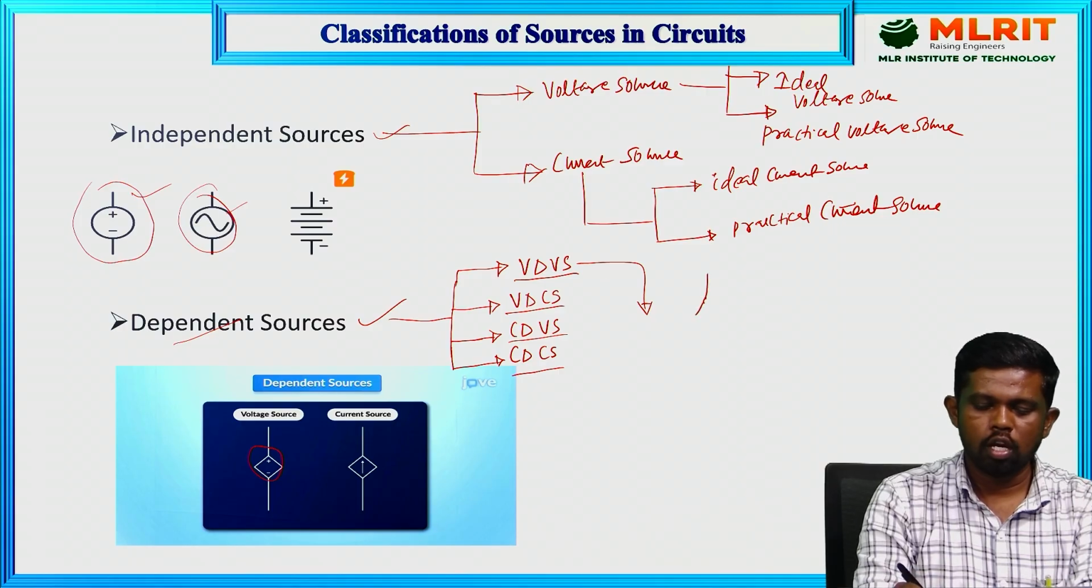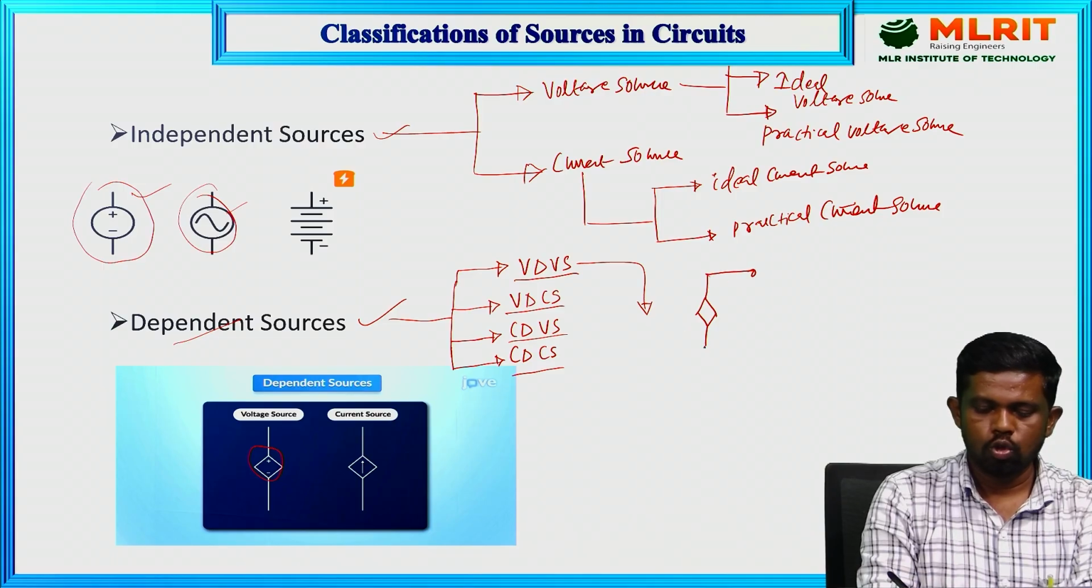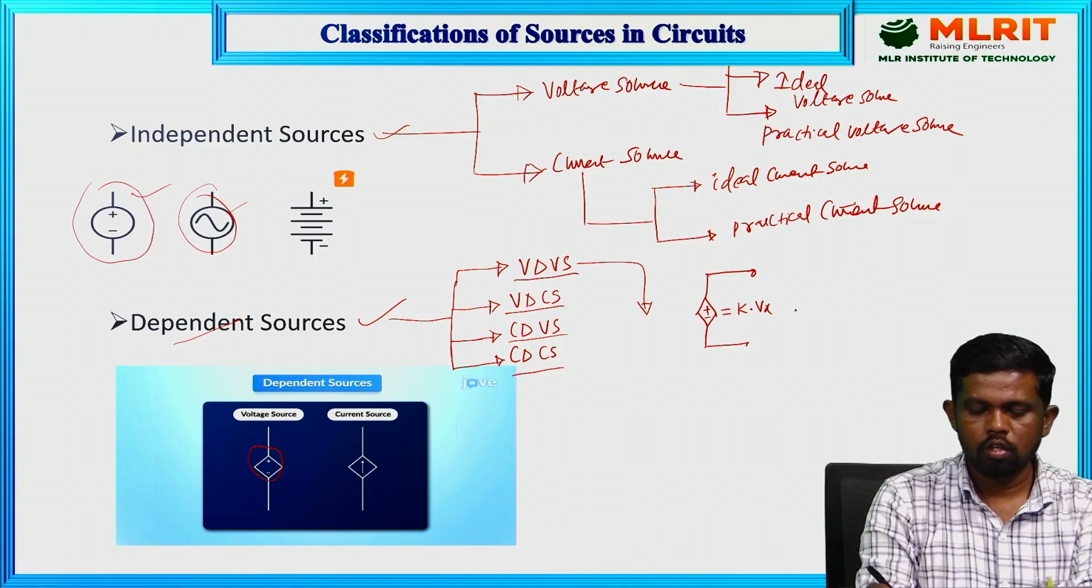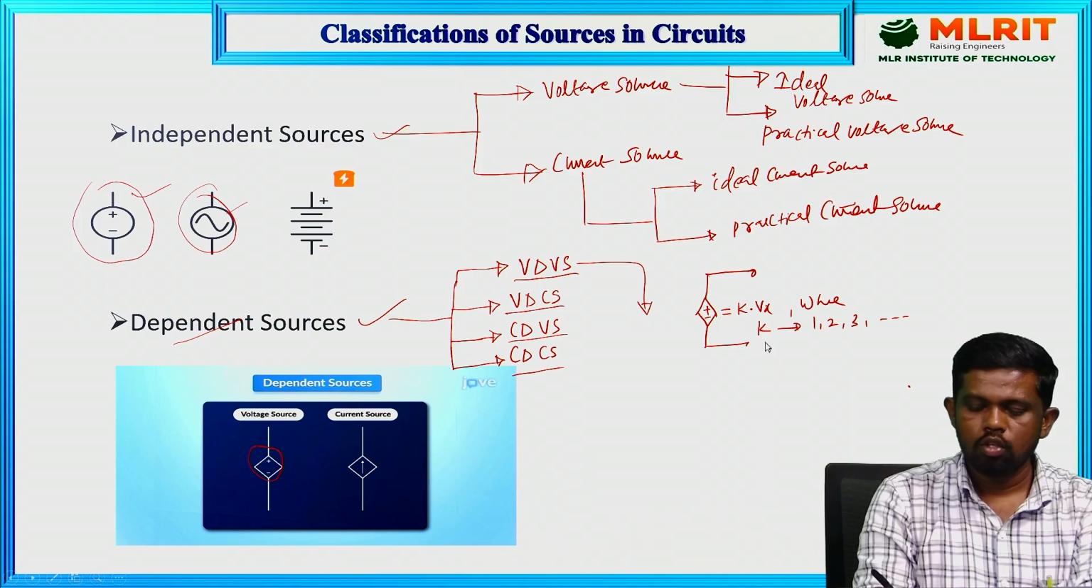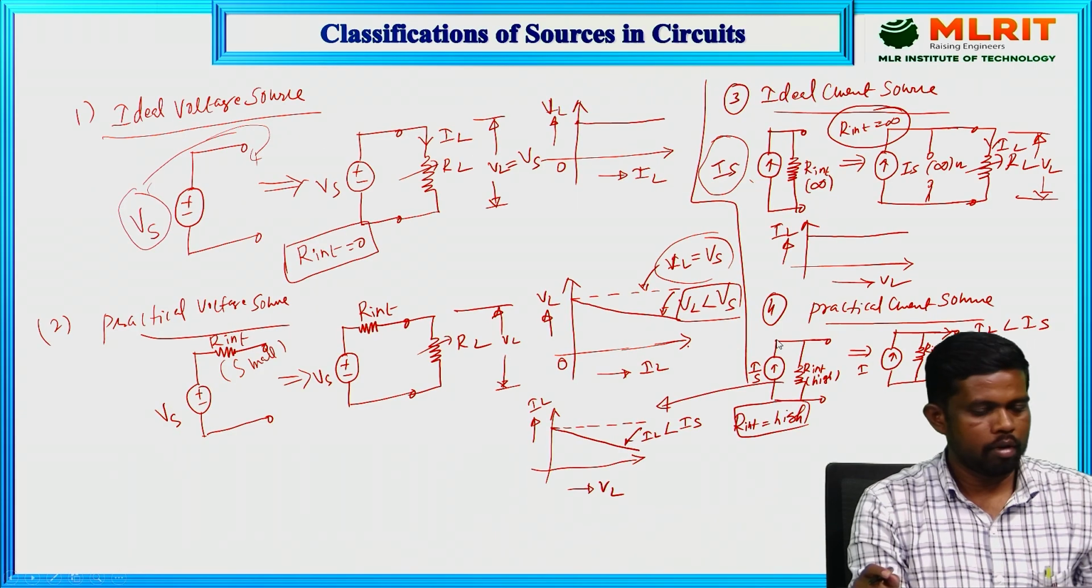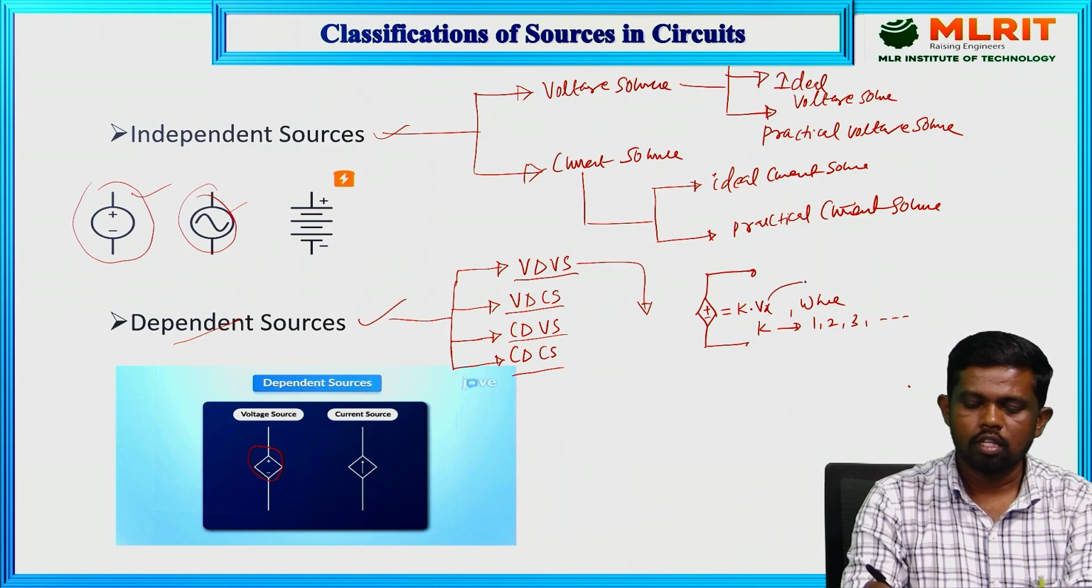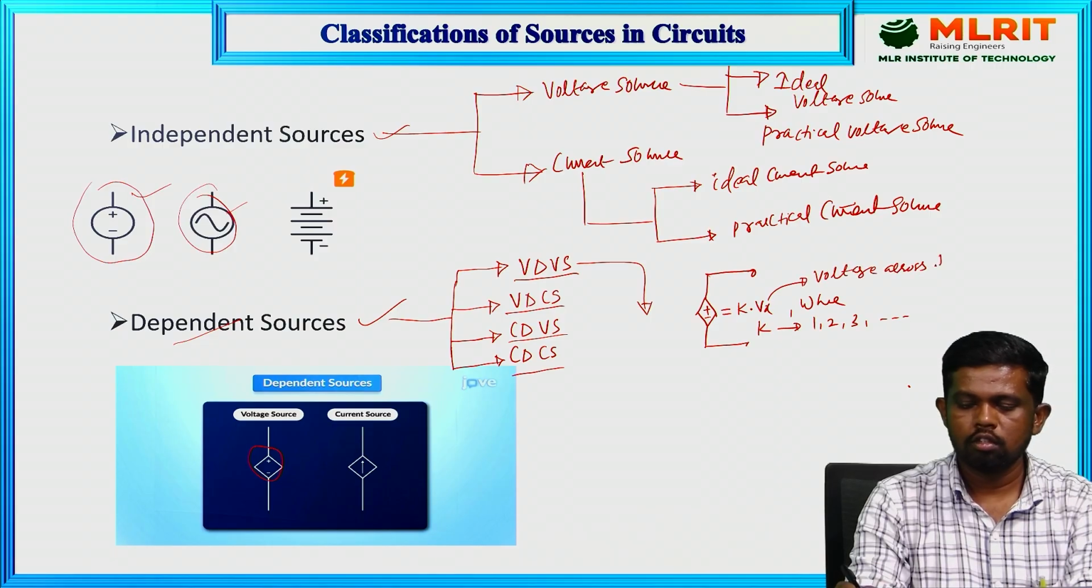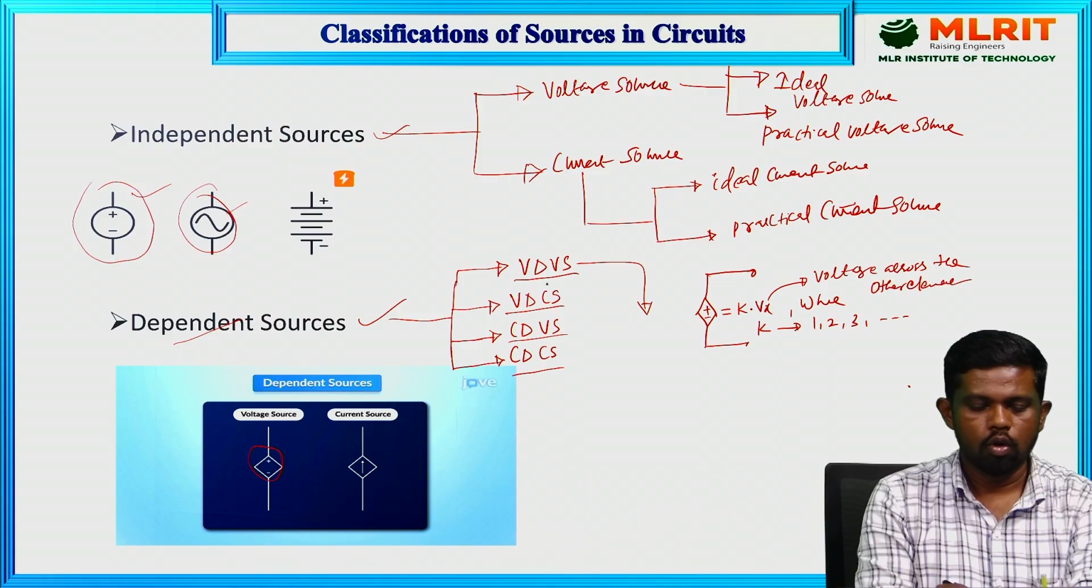This is the symbolic notation of the voltage dependent voltage source. It is drawn in a diamond shape, and its value is equal to k times Vx, where k is a constant, a real number like 1, 2, 3, 4, 5 and so on. Vx is the voltage across some other element. So this is the voltage dependent voltage source.